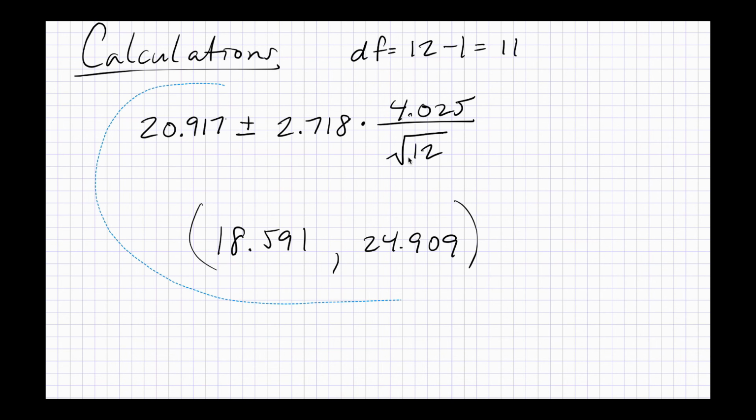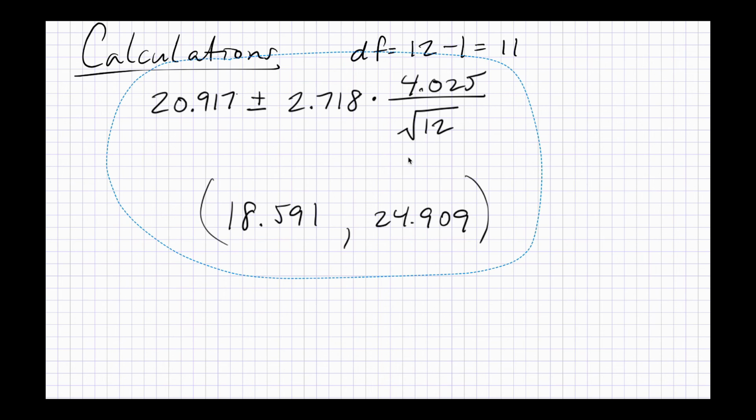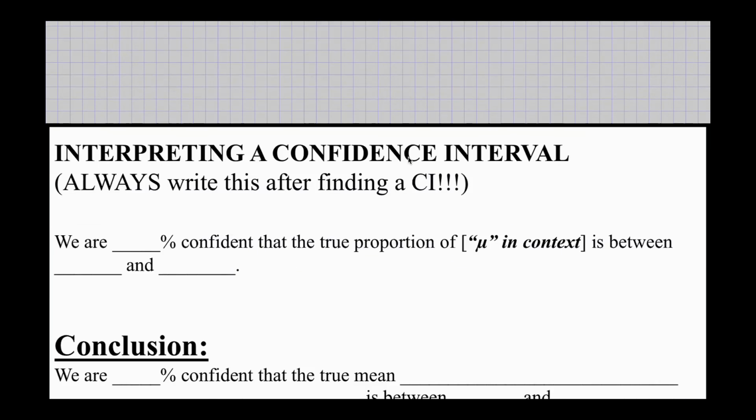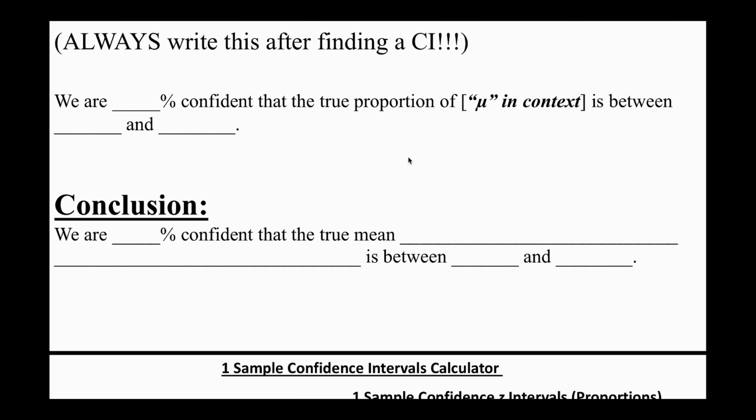All right. Last step is making sense of those numbers, because just as important as those numbers is making sense of them. What do they mean? We know we have an interval that goes from about 18.5 to almost 25, but what does that mean? So we write a conclusion. We are blank percent confident that the true mean, and then you fill in your population parameter. This is where your population parameter comes in handy. Copy that in, is between blank and blank.